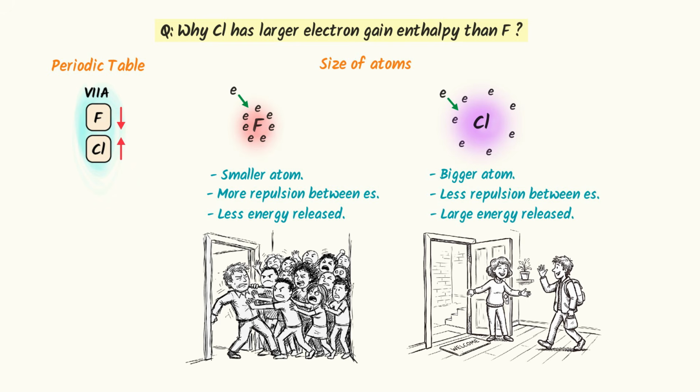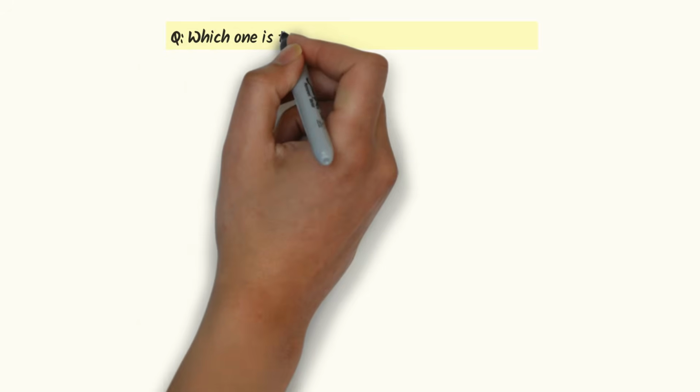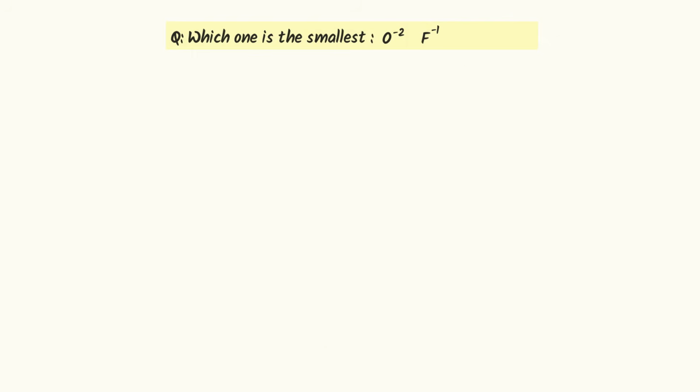Now that we have understood the third question, let's move to question number 4. Consider oxide ion, fluoride ion, sodium ion and magnesium ion. All have 10 electrons. Which one is the smallest? All 4 ions have 10 electrons. Same number of electrons, so students think they should be the same size. But they are not. Their sizes are completely different and the reason is very simple.